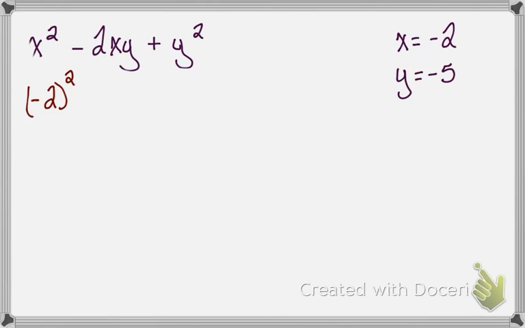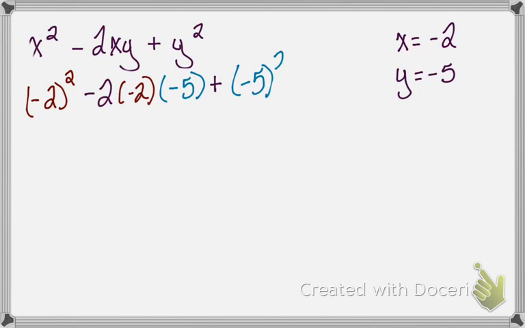Notice how I put that negative 2 in parentheses? That is a good habit to get into. Then I've got negative 2 because that is part of the original equation. Then I've got an x, and the x value is negative 2. Then I have a y value, and that y value is negative 5. Then I add that to my y value squared. Now, the number one mistake area with this is where students make mistakes.